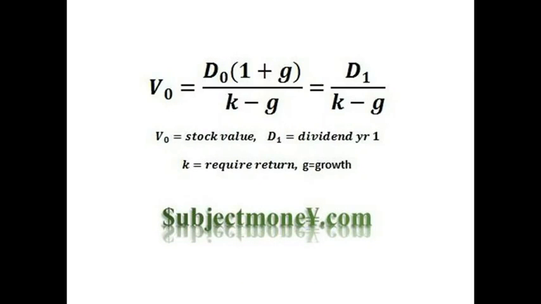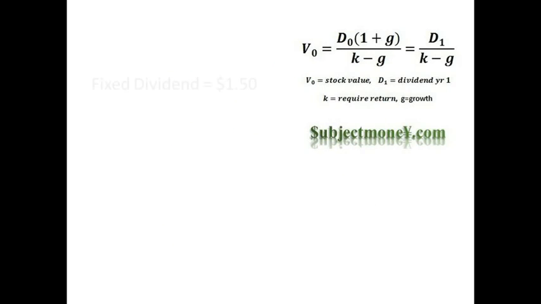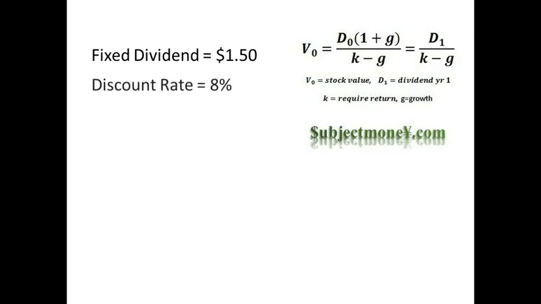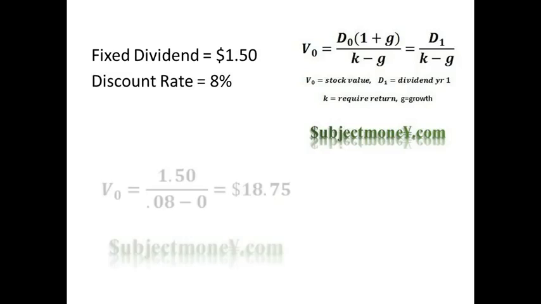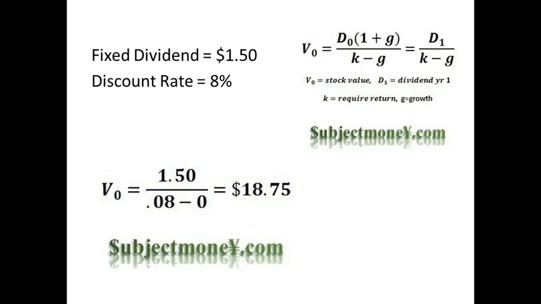We can apply the constant growth dividend discount model to preferred stock as well. Preferred stocks usually pay fixed dividends, so there is no dividend growth. Let's assume a preferred stock that pays a fixed dividend of $1.50, and the discount rate is 8%. Notice that since growth is zero, the constant growth dividend discount model becomes the equation to solve the present value of a perpetuity.